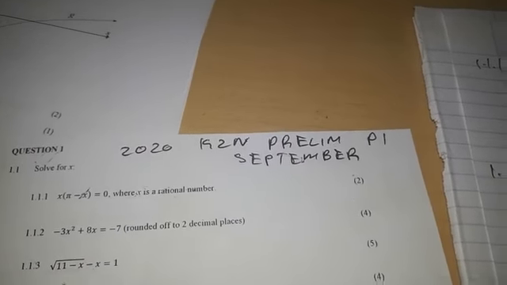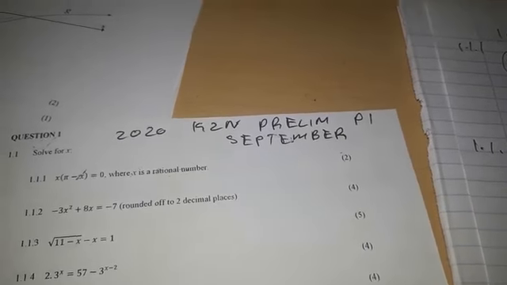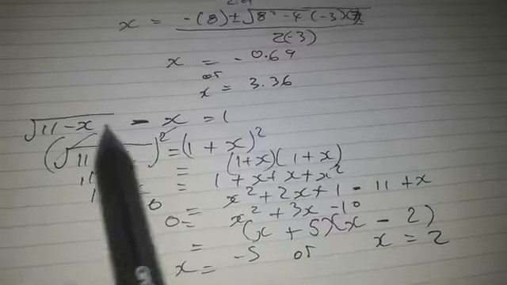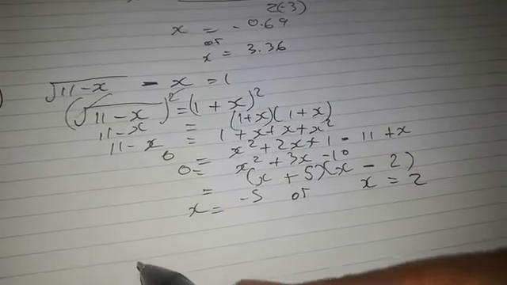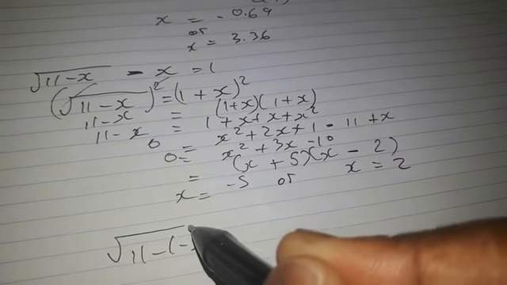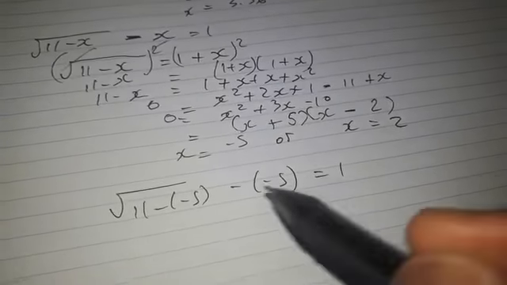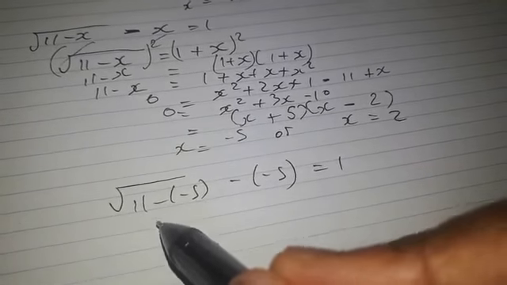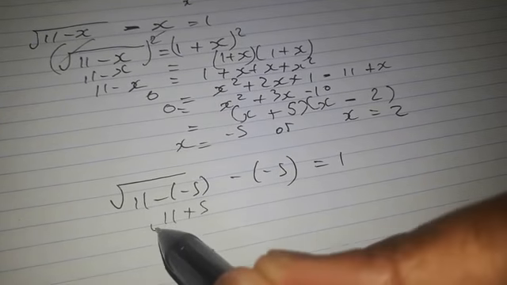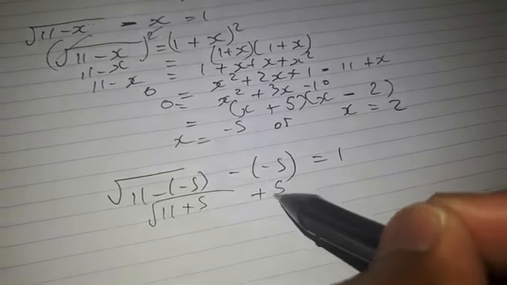We should solve for x here, and we should also try and double check our answers, to see if they're going to hold in terms of our expression. So let's test -5 quickly: 11 minus -5, minus -5. Let's see if this is equal to 1. So this is going to be 11 plus 5 under the square root, and then this is like plus 5.